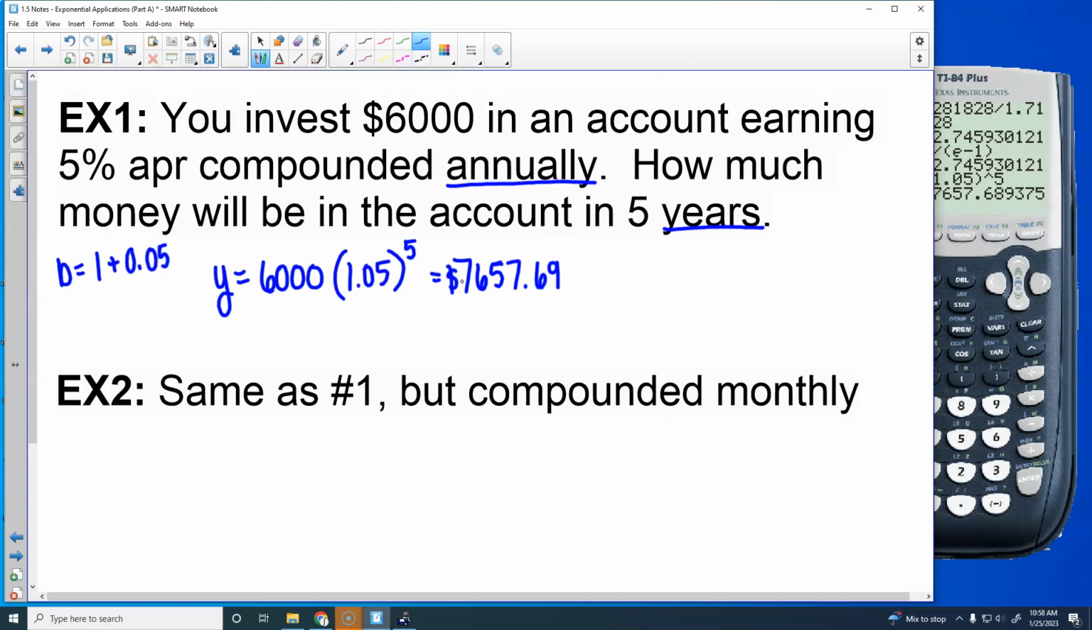So this is for interest that is compounded annually. A lot of times when you go to a bank to set up something like a savings account, your interest is not compounded annually. It might be compounded more frequently than that. It might be monthly, it might be daily. It just depends on what bank you're at.